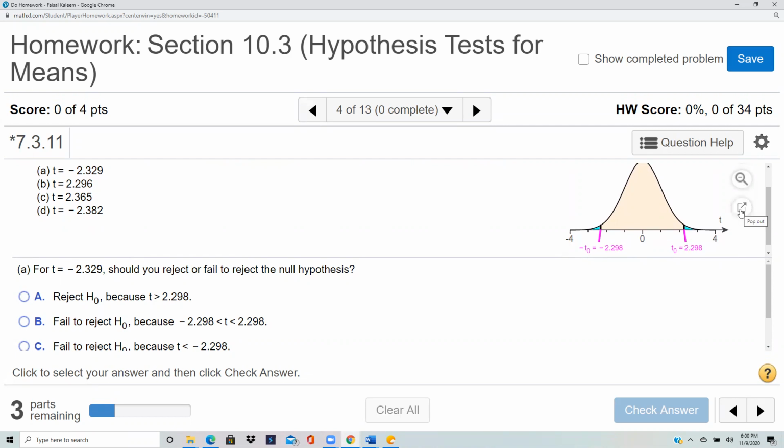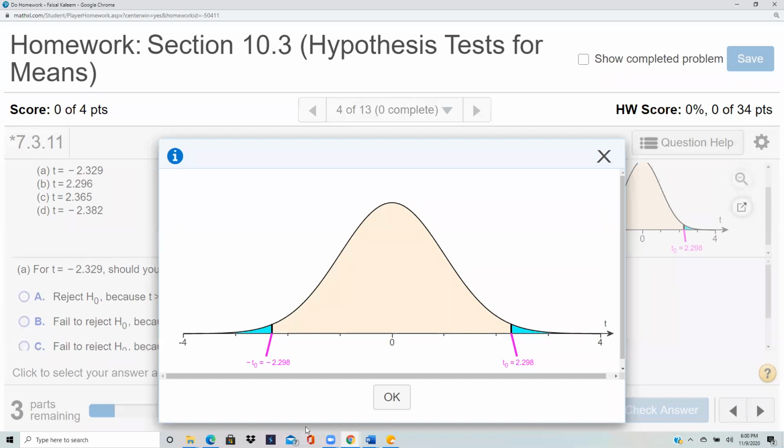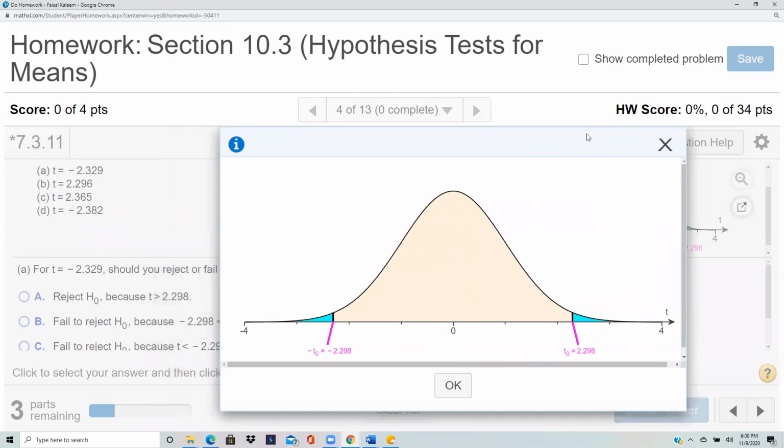And the region that is defined on the tails by these critical values, like these two critical values cut off this tail and this tail, so the blue region, that is called the critical region or the rejection region. So if the test statistic lies in the rejection region, then you reject the null. So let's look at the first test statistic.